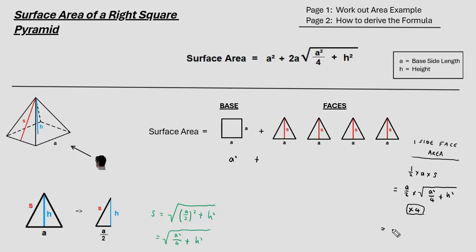When we do that, what we get is 2a multiplied by the square root expression. Which is exactly what we have in the formula that we used in the first example. So this shows where it comes from and why it can be used to work out the area of a right pyramid with a square base, provided that we know the height from top to bottom and a side length of the base.